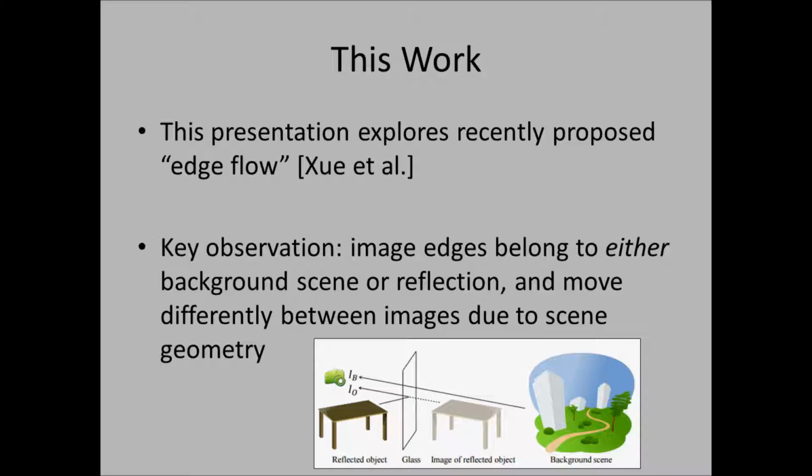The key observation of edge flow is that edges typically belong to either the background or the reflection, but not both, since that would require the edges lining up perfectly between layers. Also, due to the scene geometry and the usually different depths of the background versus reflections, those layers move differently between views, so we can exploit parallax differences to separate the layers. The purpose of edge flow is to provide good initial estimates of the background and reflection layers, and of the background and reflection motion fields, which then go into a nonlinear optimization problem.